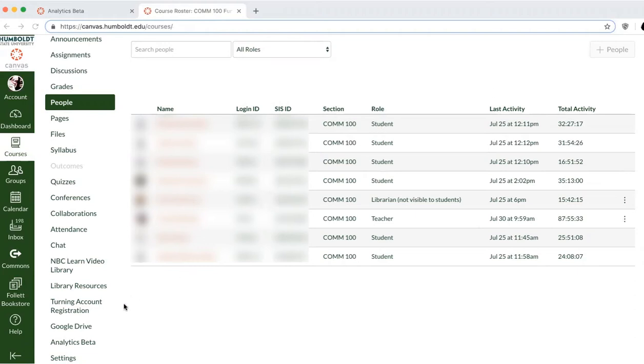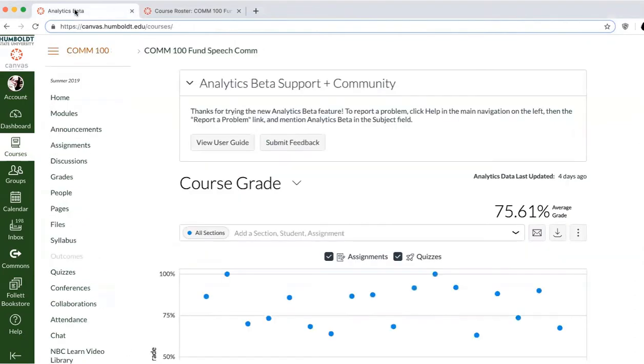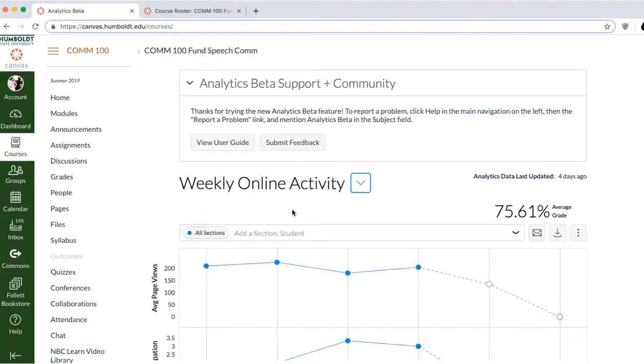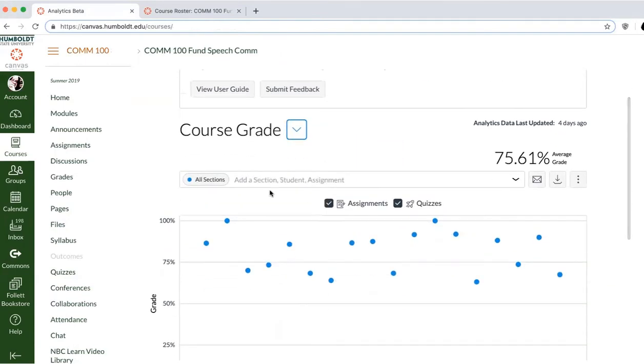So thank goodness we have Analytics Beta. Analytics Beta is a wonderful new Canvas innovation that I'm going to be using quite a bit as an instructor. It talks about the course grade and gives me a lot more information very quickly than I could have gotten in the past. And in addition to the course grade, I can also look at weekly online activity by my students.